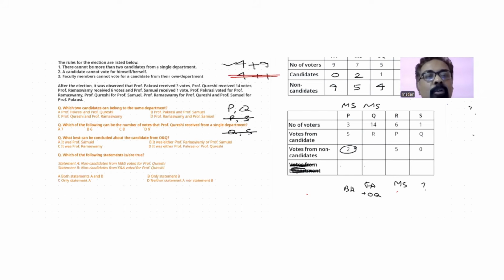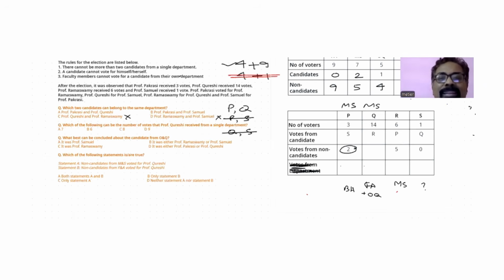Now check it. QR, this option is off directly. RS, this also is off directly, because R cannot belong to MS. Right? We got MS as the 2 candidates, so R cannot belong to MS.